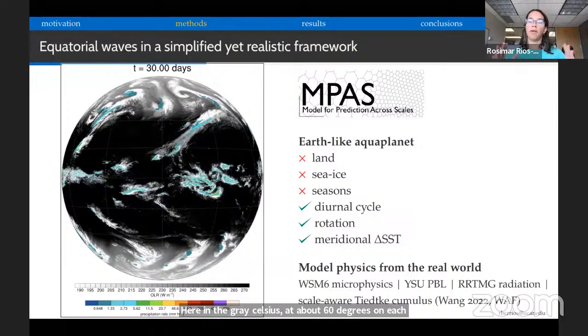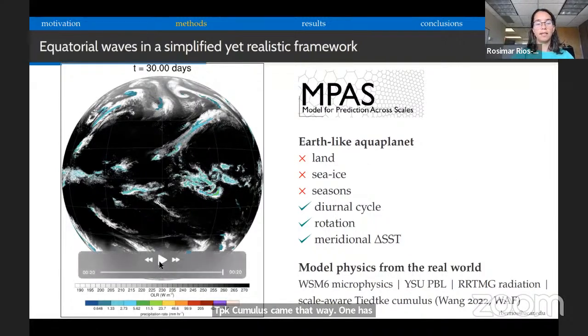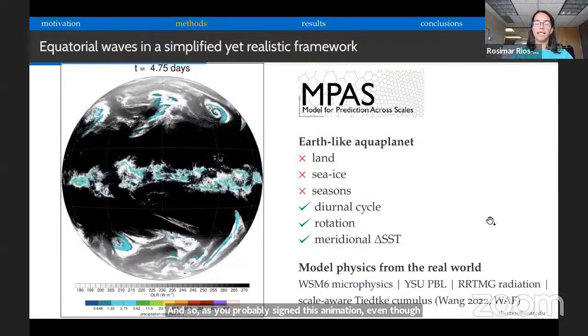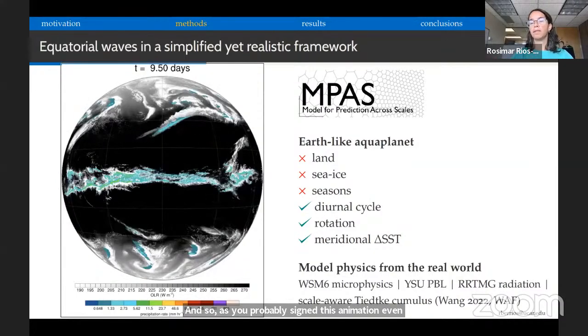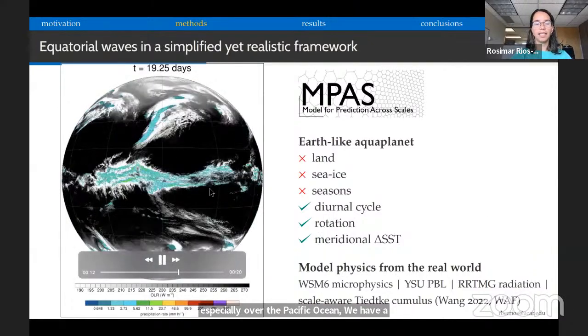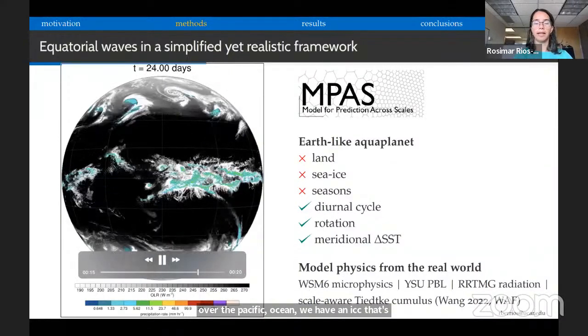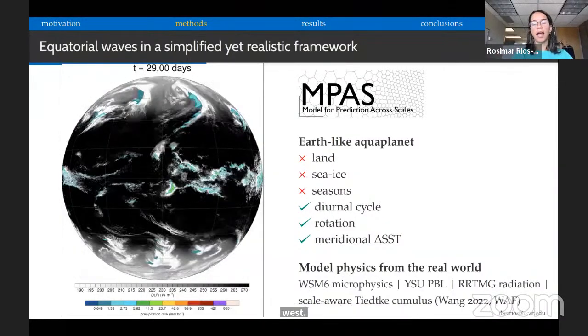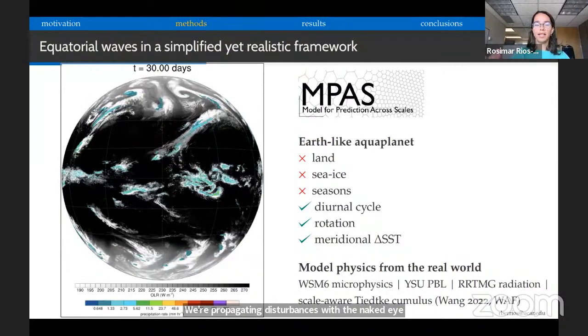The power of this is that we put these conditions on MPAS, and then we run MPAS with model physics from the NWP community. Specifically, I'm using WSM6 for microphysics, YSU PBL, RRTMG radiation, and the scale-aware Tiedtke cumulus scheme that Wei Wang has modified. As you probably saw in this animation, even though this is very idealized, the results look very similar to what we may observe over tropical oceans, especially over the Pacific Ocean. We have an ITCZ that's very active. You may even see eastward or westward propagating disturbances with the naked eye. Those are the so-called equatorial waves. We have the dry subtropics, and then we have a lot going on in the mid-latitudes.